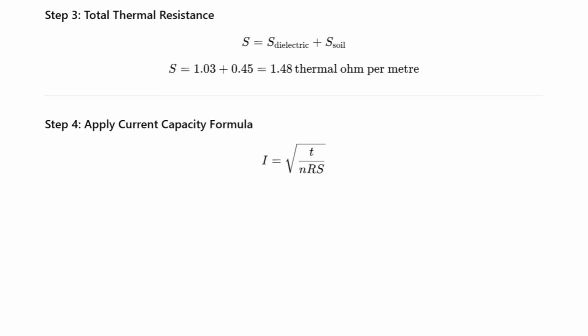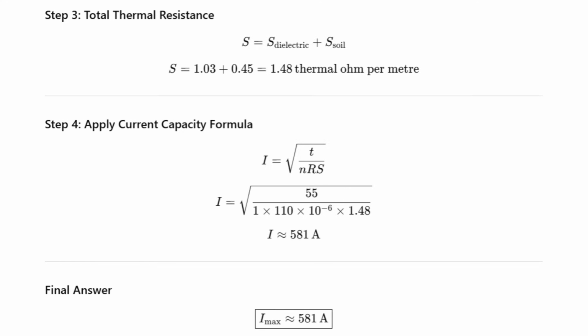Now we apply the main current formula. I equals the square root of T divided by NRS. So, substituting T equals 55, N equals 1, R equals 110 multiplied by 10 to the power minus 6 ohm, and S equals 1.48, we get the final answer of approximately 581 ampere. That is the maximum permissible current for this underground single-core cable.